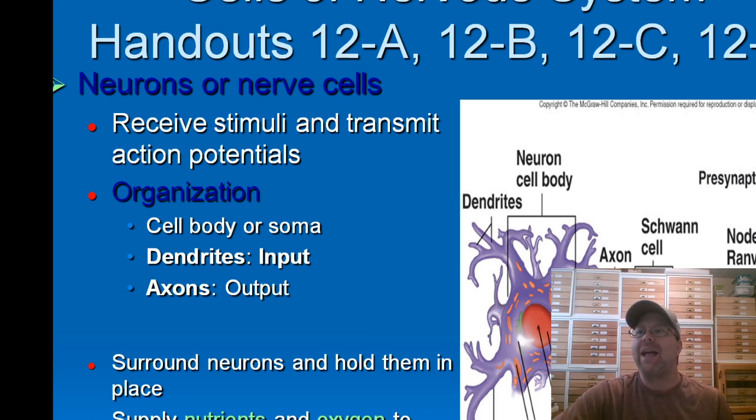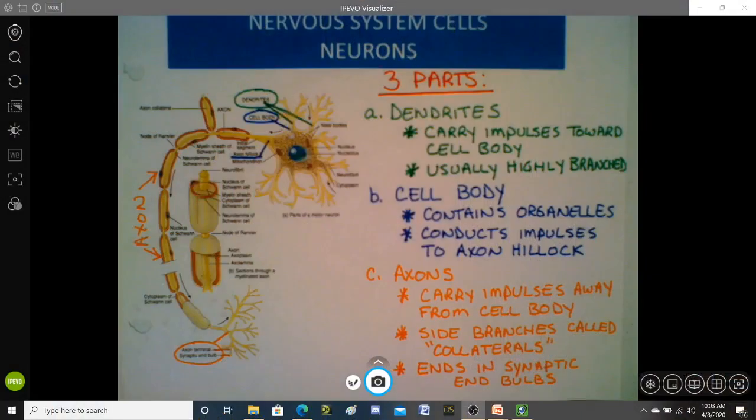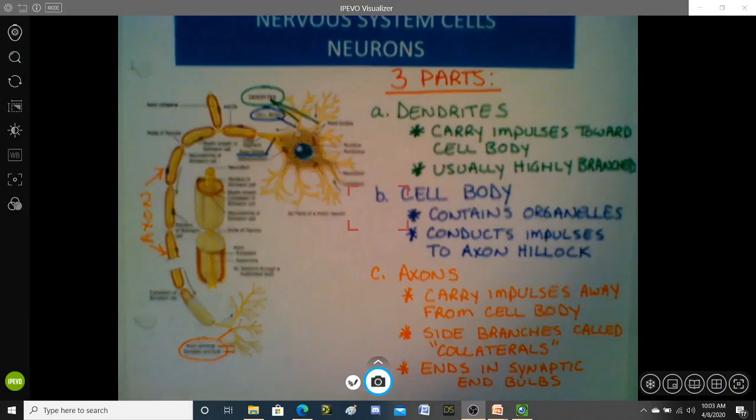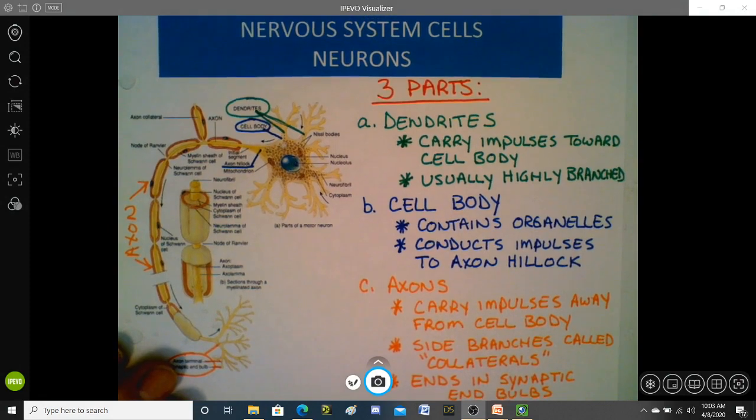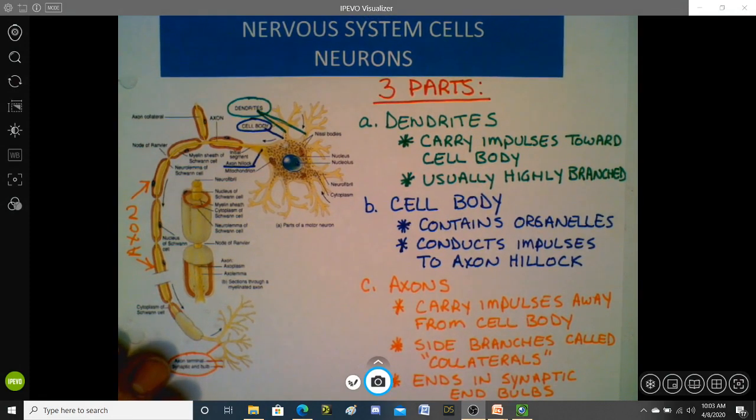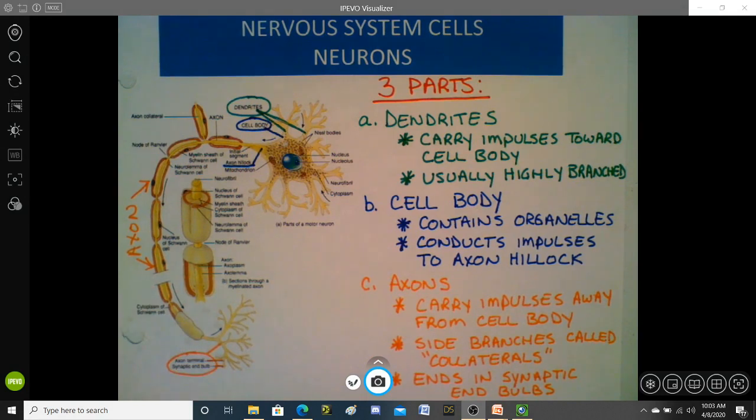So let's go to our first handout. And these handouts are going to talk about the different types of cells that we find in our nervous system. So like I said, chapter 12 is really an introduction to the nervous system. And then when we get to 13, 14, and 17, we'll talk more specifically about stuff. So here we have our Handout 12A. And Handout 12A is going to talk about one of the major types of cells that we find in our nervous system called the neuron.